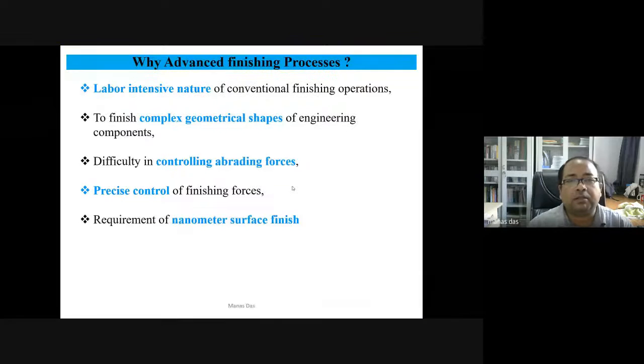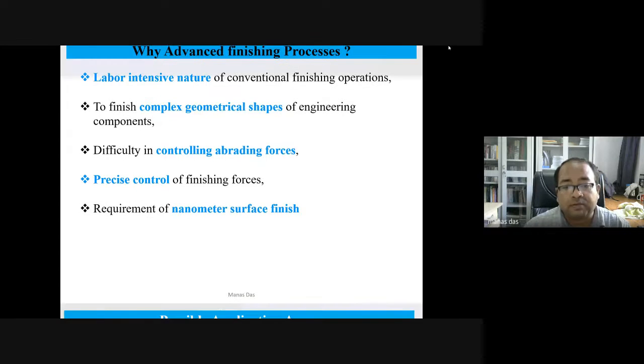These are the different advanced finishing processes. Why are they required? Because nowadays most finishing processes need complex geometrical shapes, and controlling the finishing forces is very difficult in conventional finishing processes. We need finishing at the nanometer and angstrom level, and most workpieces have complex freeform surfaces. We also want to automate all the finishing processes. Conventional finishing processes like honing, lapping, and grinding are not suitable, so these advanced finishing processes have been developed.